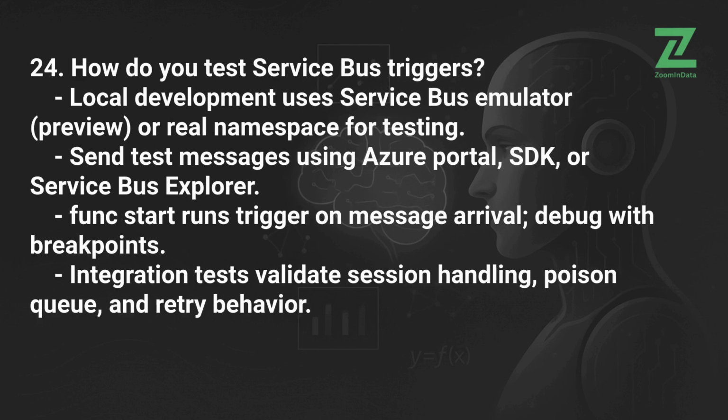24. How do you test Service Bus triggers? Local development uses Service Bus Emulator, Preview, or real namespace for testing. Send test messages using Azure Portal, SDK, or Service Bus Explorer. Func start runs trigger on message arrival. Debug with breakpoints. Integration tests validate session handling, poison queue, and retry behavior.